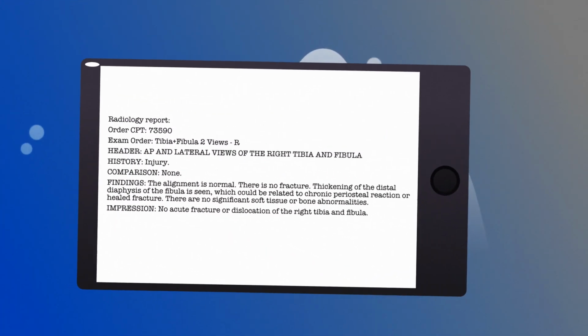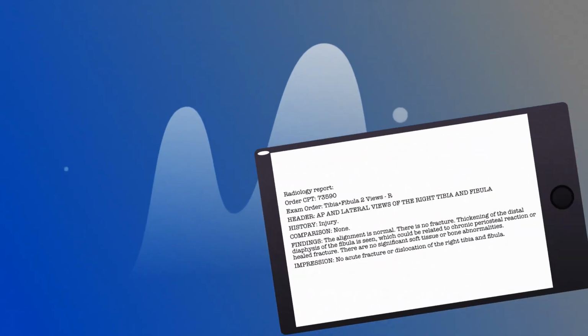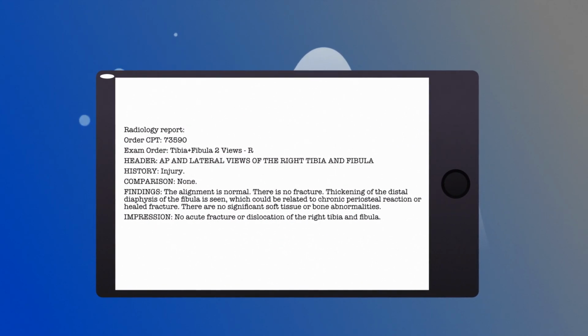Radiology report. Exam order: tibia-fibula 2 views, right. Header: AP and lateral views of the right tibia and fibula. History: injury. Comparison: none. Findings: normal alignment, no fracture. Thickening of the distal fibular diaphysis, possibly related to chronic periosteal reaction or an old healed fracture. No significant soft tissue or bony abnormalities. Impression: no acute fracture or dislocation of the right tibia and fibula.